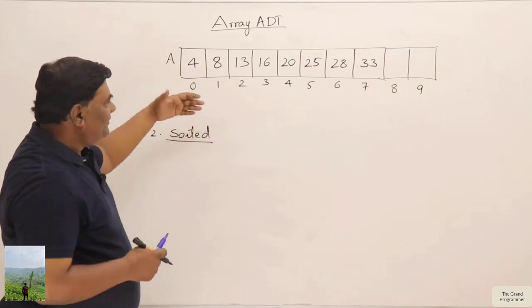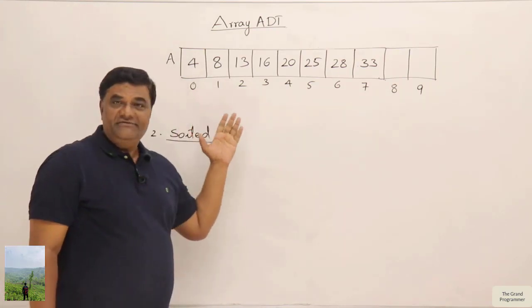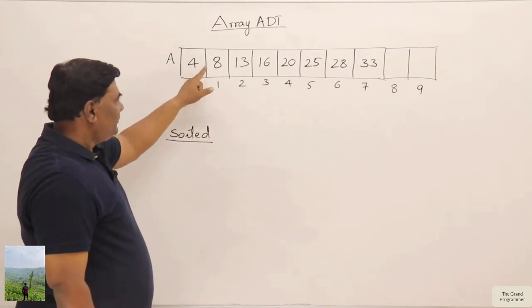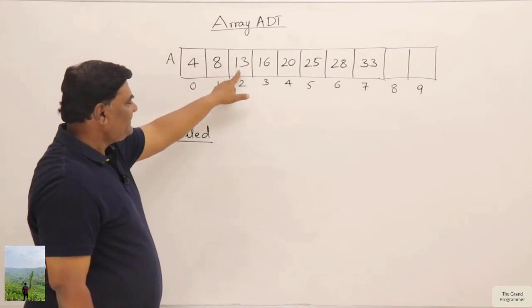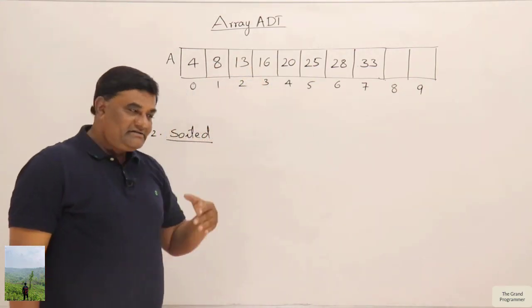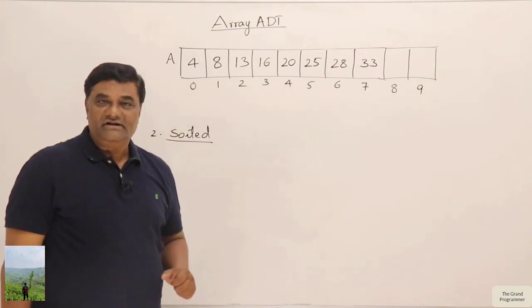Here as an example, I already have a sorted list with me. The procedure for checking whether it is sorted or not is to start from the first element. This is smaller than this, and this is smaller than the next number. So every present number is smaller than the next number. Then it means the list is sorted.